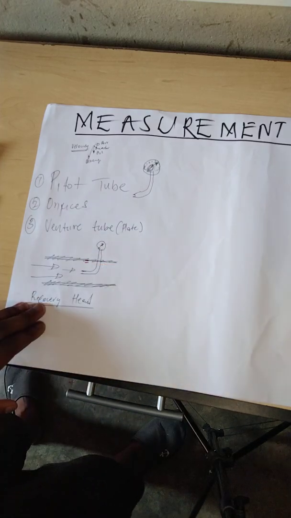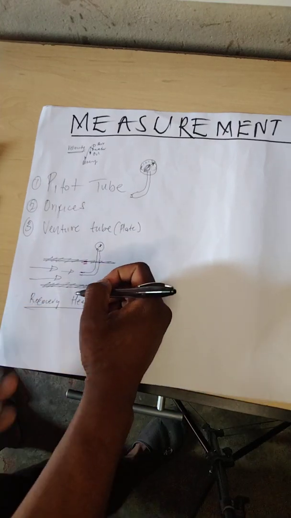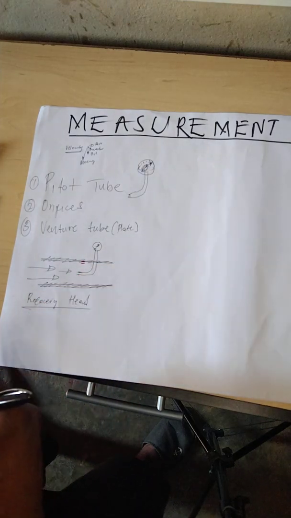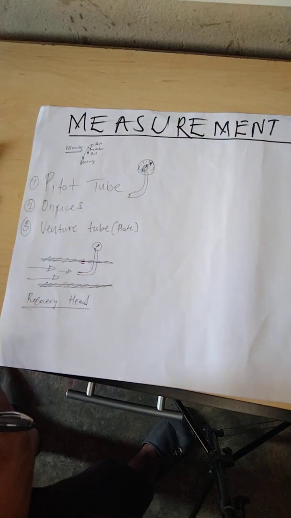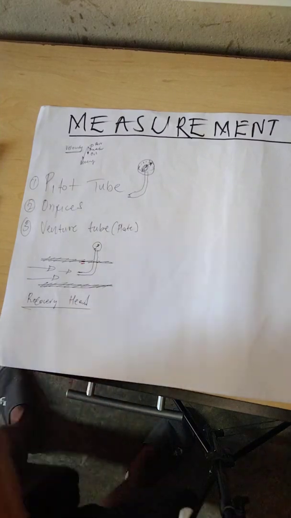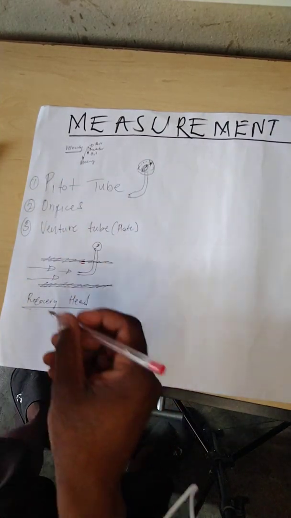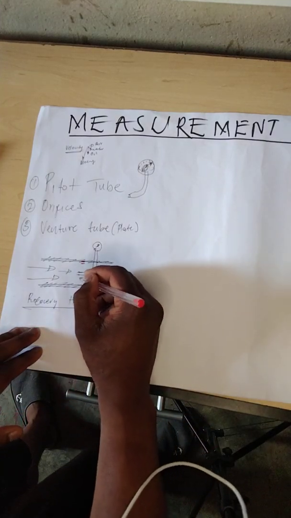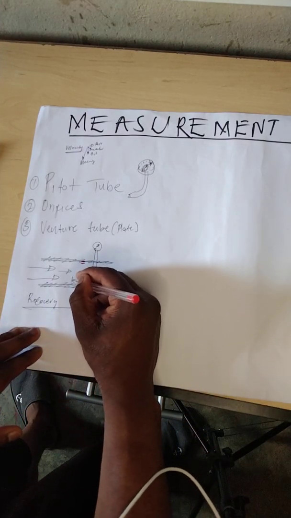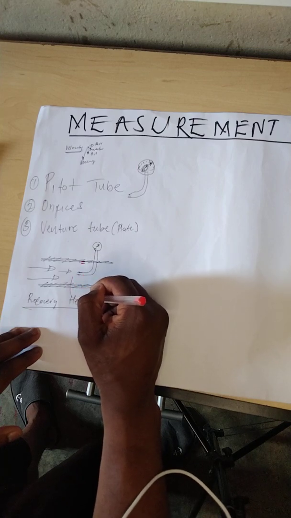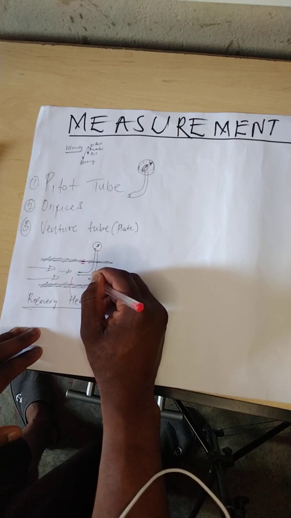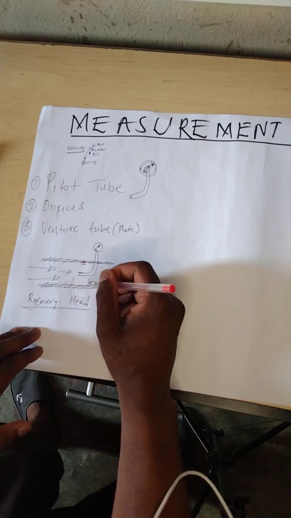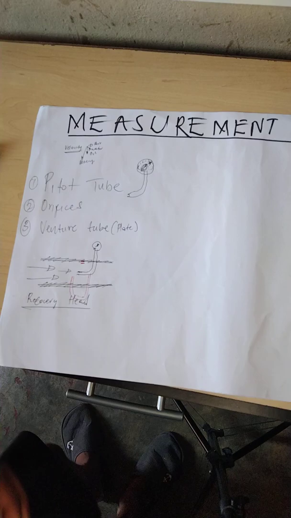A pitot tube is usually accompanied by a mercury manometer. It is always accompanied by a mercury manometer. Let me draw a mercury manometer in this sketch. Our mercury manometer is sometimes drawn like this. They can sometimes put it like this, like this, like this. Then it's going to be connected to the pitot tube like this.